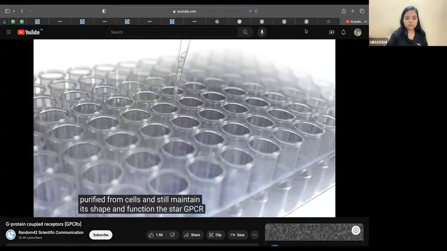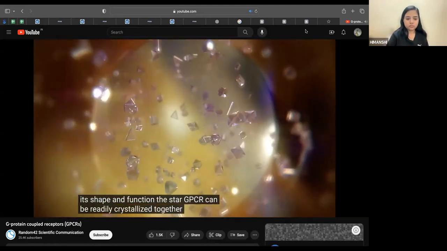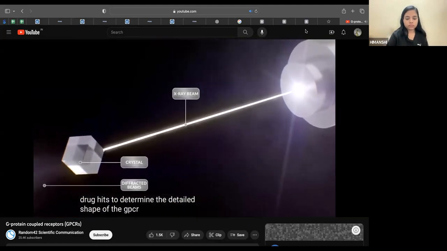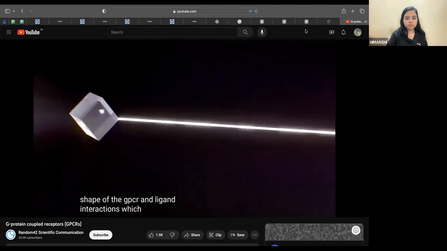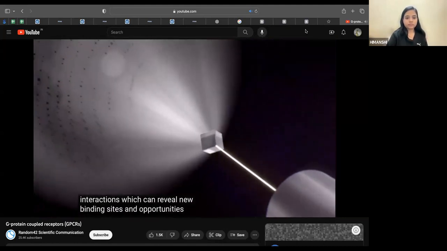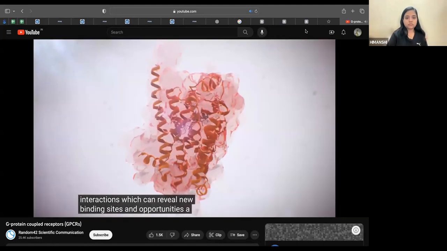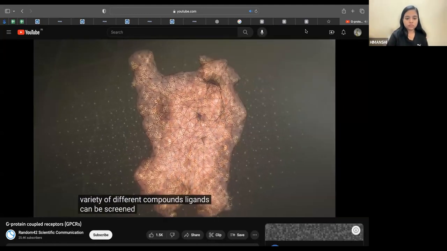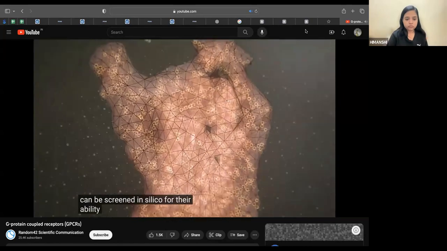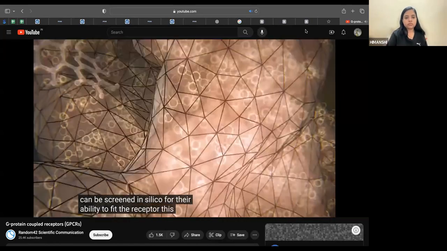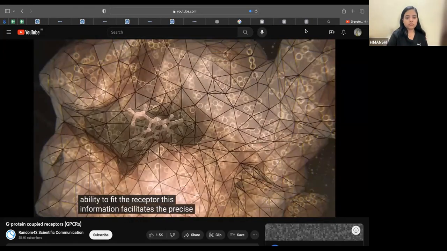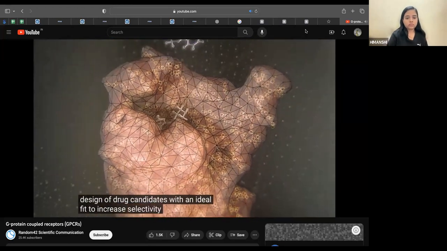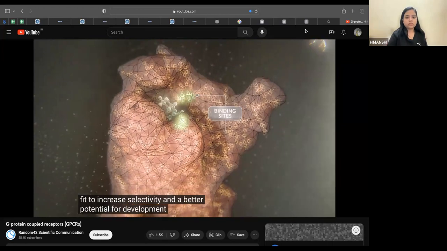The STAR GPCR can be readily crystallized together with drug hits to determine the detailed shape of the GPCR and ligand interactions, which can reveal new binding sites and opportunities. A variety of different compounds, ligands, can be screened in silico for their ability to fit the receptor. This information facilitates the precise design of drug candidates, with an ideal fit to increase selectivity and a better potential for development success.